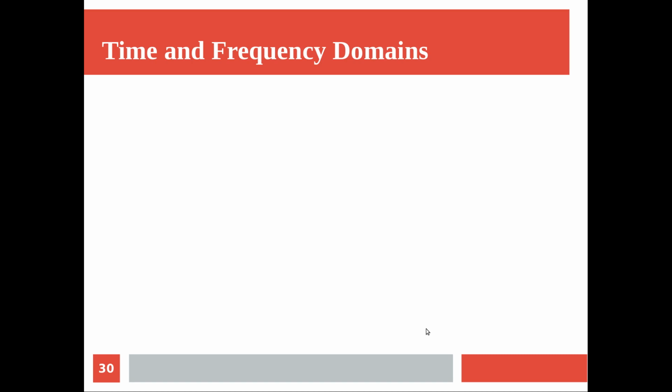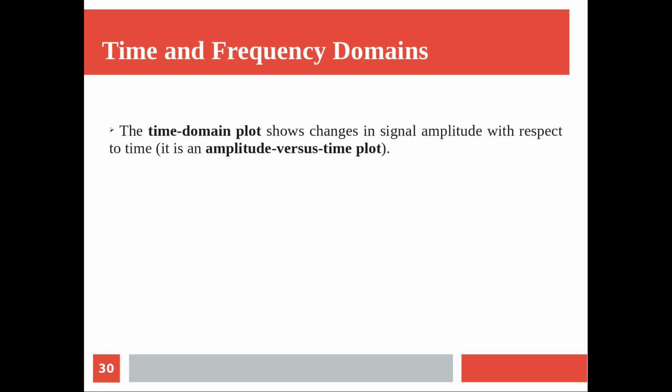Now the concept of time and frequency domain. All the diagrams we saw already are time domain plots, where the signal is represented as a function of time on the x-axis, and similarly we can represent the same signal as a function of frequency when it comes to the frequency domain plot. So the time domain plot shows the changes in the signal amplitude with respect to time. It is an amplitude versus time plot, and this is what we saw already.